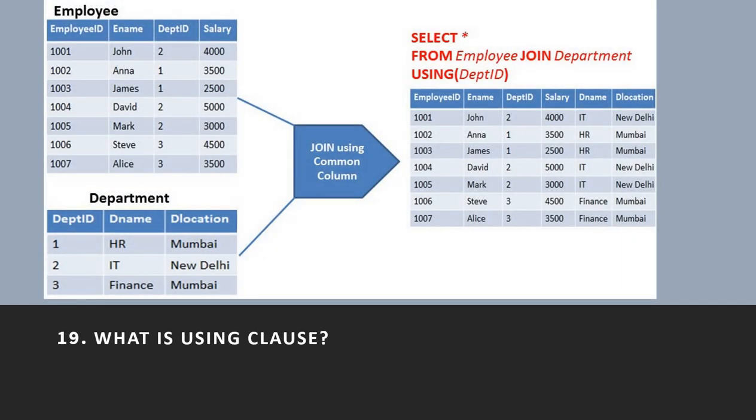What is using clause? Using clause comes in use while working with SQL join. It is used to check equality based on columns when tables are joined. It can be used instead of on clause in join. So the syntax here is select star from employee join department using department ID.